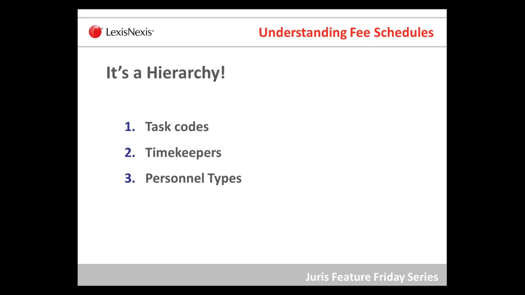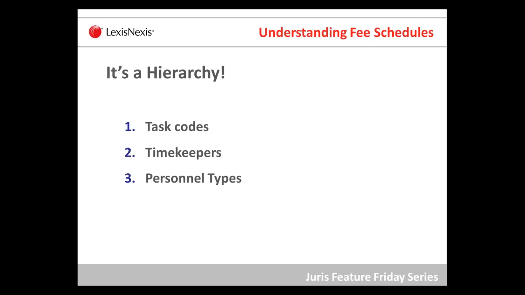So if you have a fee schedule, for example, that's for discounted clients, and Juris can't find the specific task code or timekeeper or personnel type, there's no match, then it will always be able to look back at that standard rate fee schedule to get the individual's hourly rate. So Juris will never be lost and come up empty-handed when it comes to rates like that. So there is a certain hierarchy, and the system does abide by it.